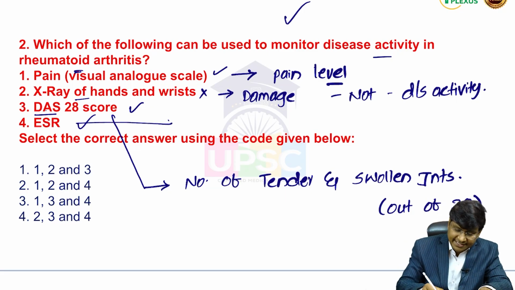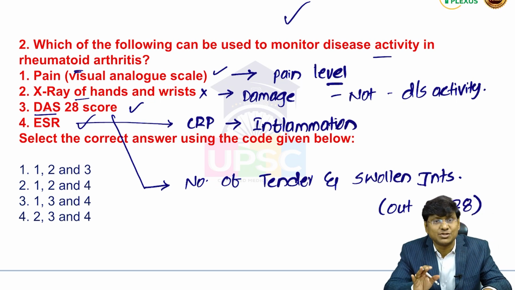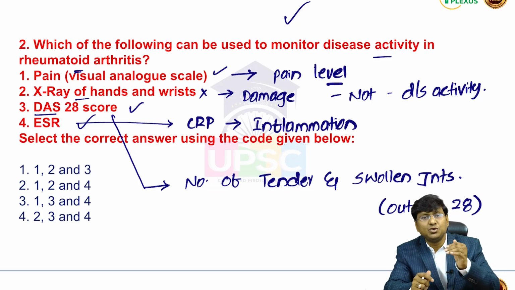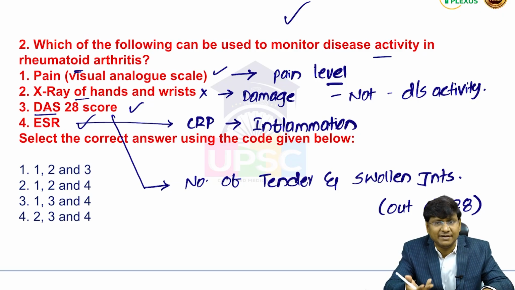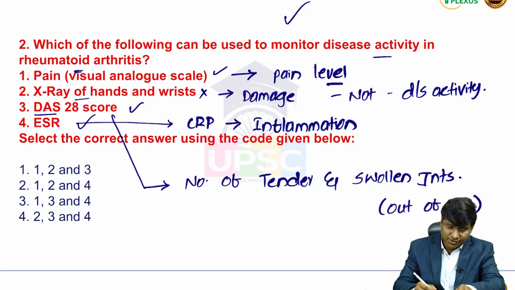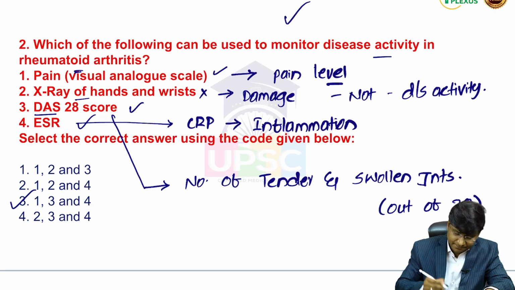Then you take the ESR as well as the CRP. These two are the markers of inflammation, so they are useful to monitor the disease activity. They are the indicators of the disease activity. When ESR and CRP are elevated, that tells you that it is a severe form of rheumatoid arthritis. So the correct answer is what now? The correct answer is 1, 3 and 4.